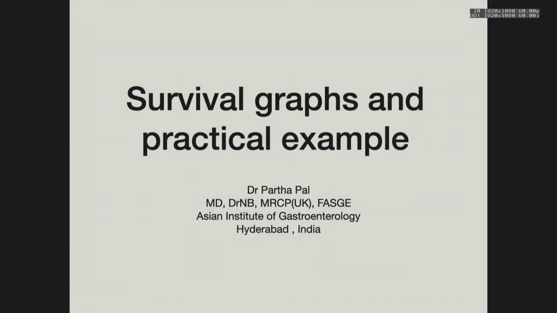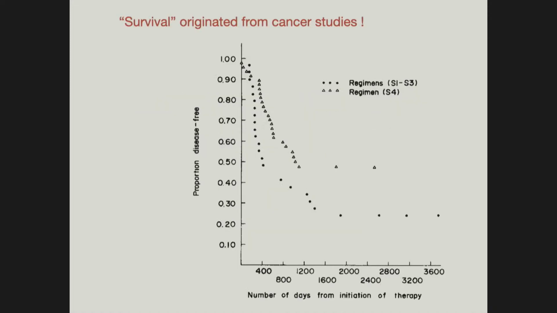So today we shall discuss survival graphs and give some practical examples. How did this name survival graphs come? It actually originated from cancer studies, which evaluated the survival of oncology patients who survived either without therapy or on specific therapies. Specifically, most of the studies started on children with leukemia.